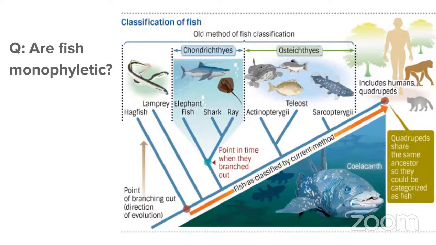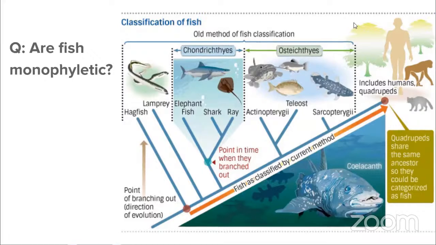All right, I see mixed here. Okay, so a monophyletic group is one that includes a common ancestor and all of its descendants. So with that definition, looking at these fish, where do we have their common ancestor?